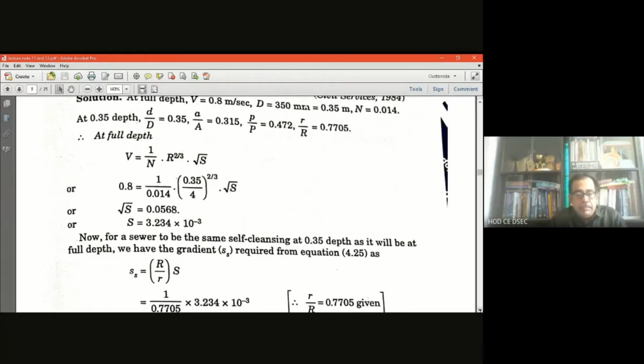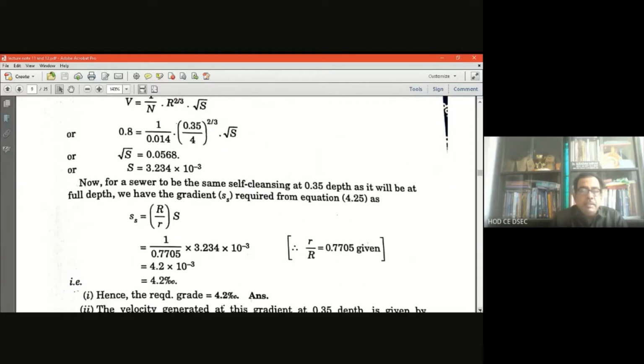So now what we have maintained in full depth, then we have the hydraulic gradient formula, small s, which we have shown in an earlier lecture, is capital R by small r into S. Now capital R by small r is already given in the question. So small r by capital R is given, and capital R by small r will be the inverse of that 0.7705. So 1 by 0.7705. And capital S we have just found out for the full flow. So from that expression, capital R by small r into capital S, we can find out the gradient, that is the slope of the partial flow.